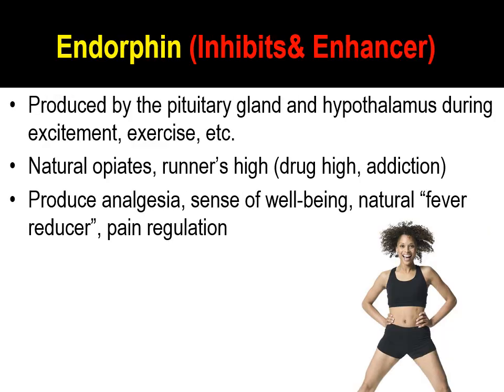Endorphins. Endorphins can both inhibit in that they block pain, but they can also enhance in that they make us feel good. So a little bit confusing there. They are produced by the pituitary gland and the hypothalamus during any type of excitement, roller coasters, exercise. When people talk about getting a runner's high, they literally are getting a runner's high. It is similar to a drug high, and people can get addicted to that endorphin high. It's the natural opiate of the body. When they say get high on life, they mean endorphins.